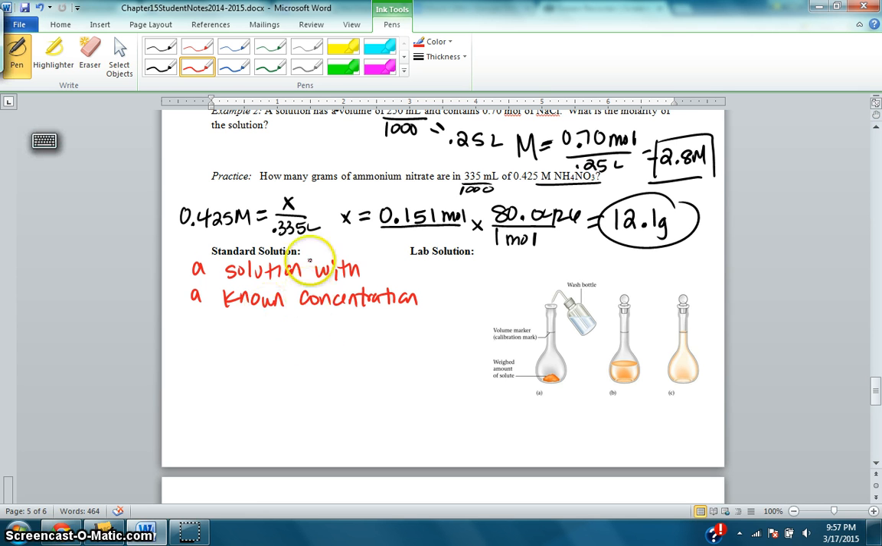What we can do is we can just buy one standard solution and then use that to make all the different molarities we need for our lab. So the standard solution is going to be a guide that we can use to make all our different solutions with. The lab solution is going to be the diluted version of the standard solution that is used in the lab.